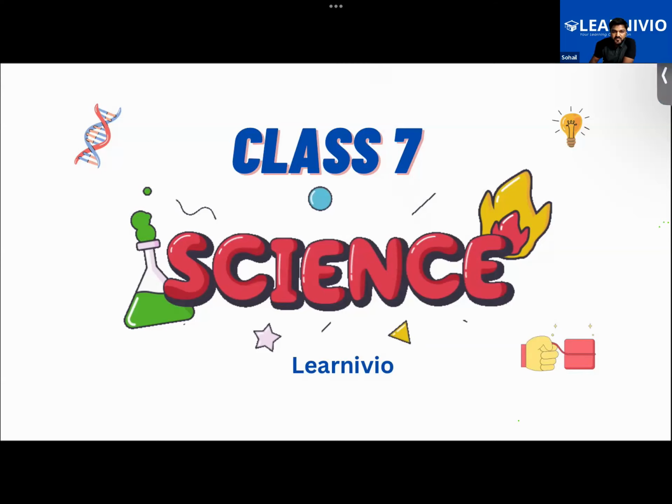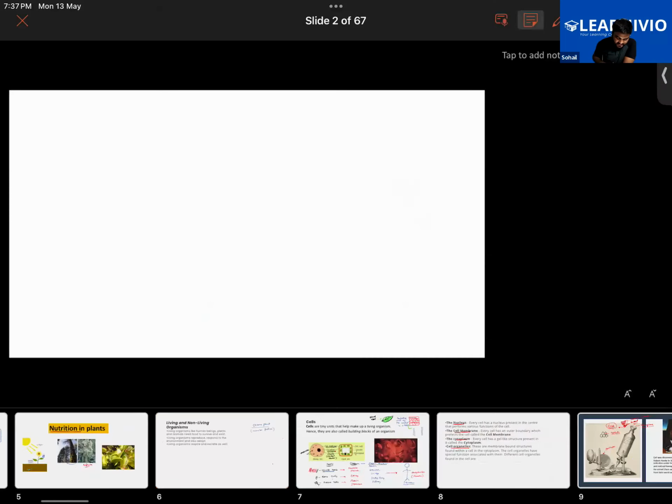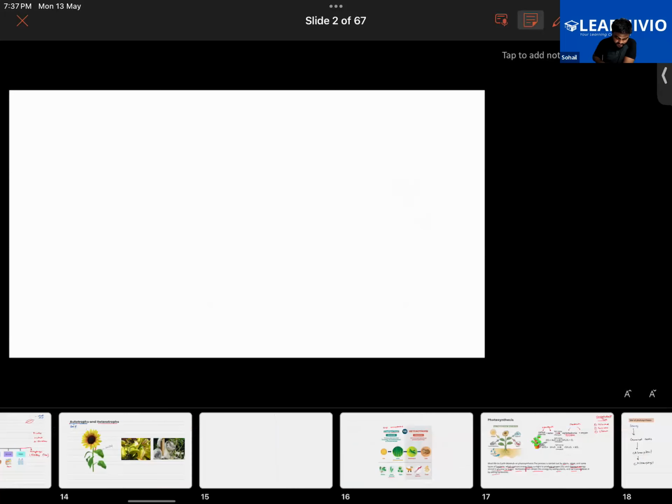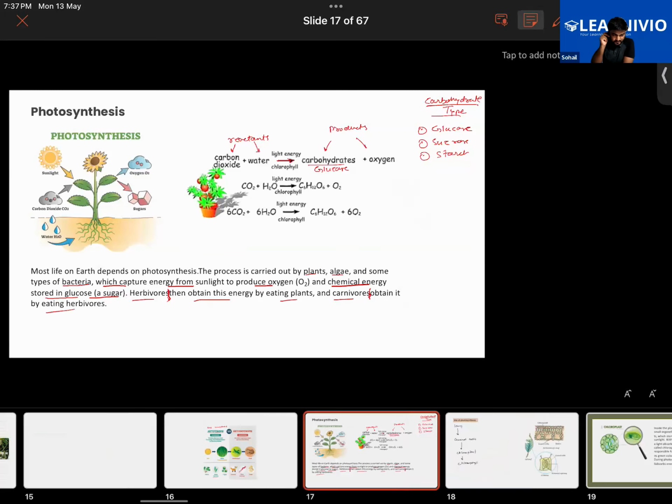Okay, so in the chapter Nutrition in Plants, we did talk about photosynthesis. Right now, in the previous class, we discussed this process. How does it happen? What are the raw ingredients required for the process of photosynthesis? Where does it take place?